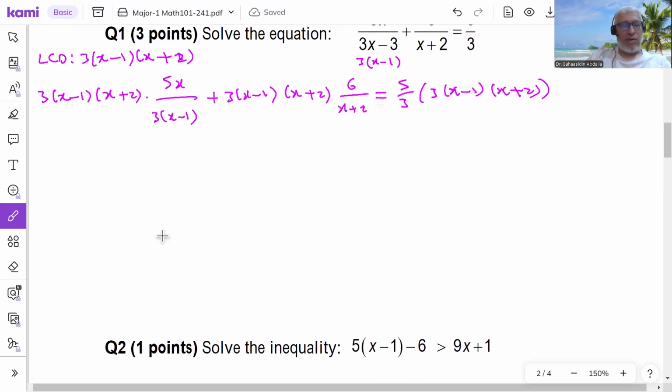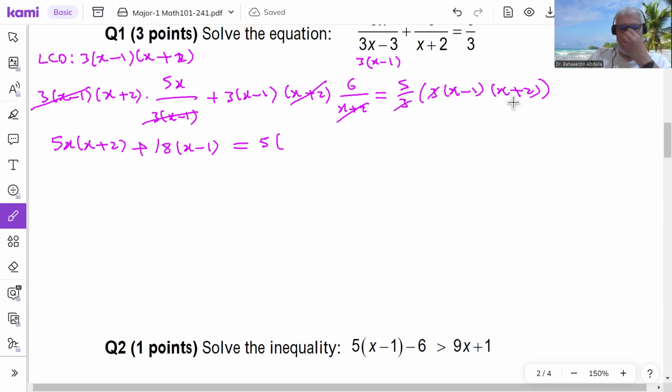Now here I can cancel this with this, and also x plus 2 with x plus 2, and 3 cancels with 3, and now all the denominators disappeared, and I have 5x times x plus 2, and here I have 3 times x minus 1 times 6, so it would be 18 times x minus 1, and here I have 5 times x minus 1 times x plus 2.